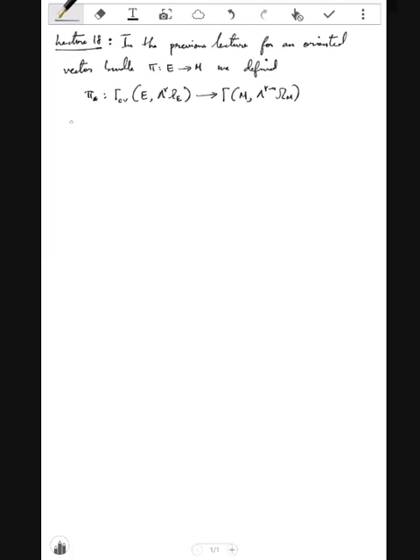And let us begin by checking that this induces a map of complexes. Pi lower star commutes with the differential D. So, proof.